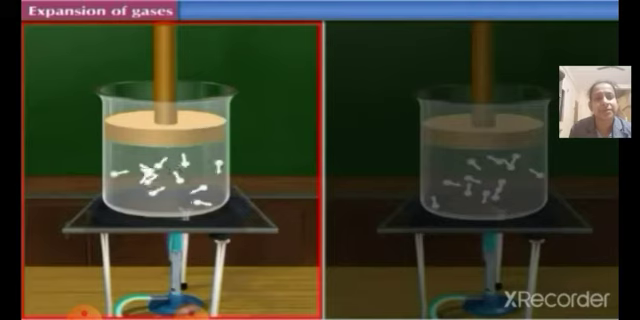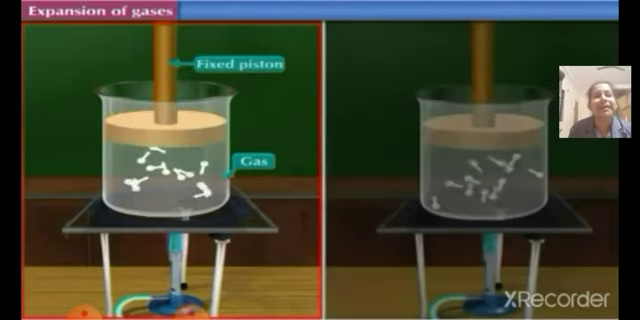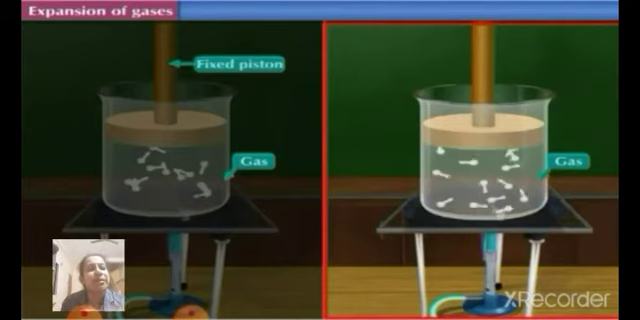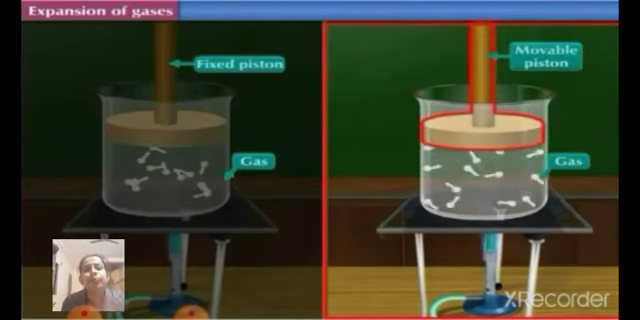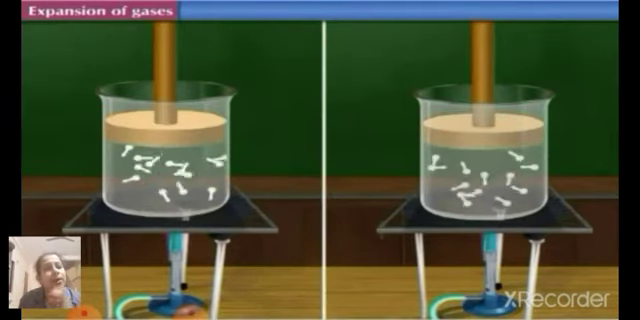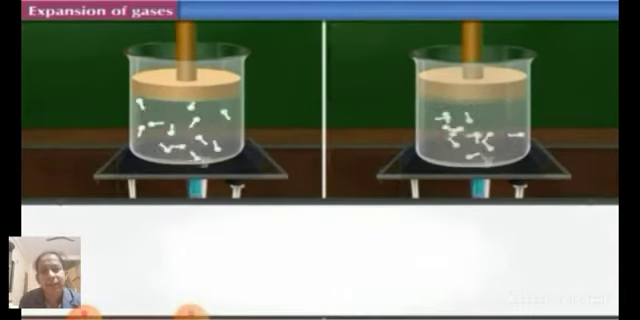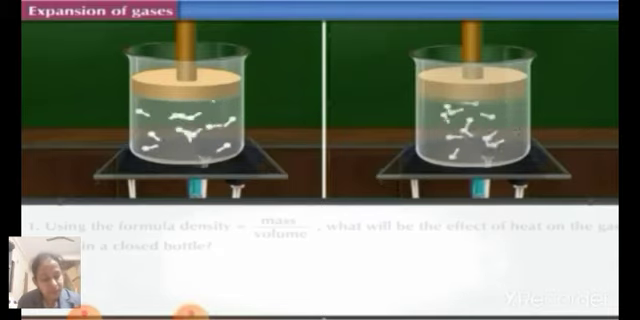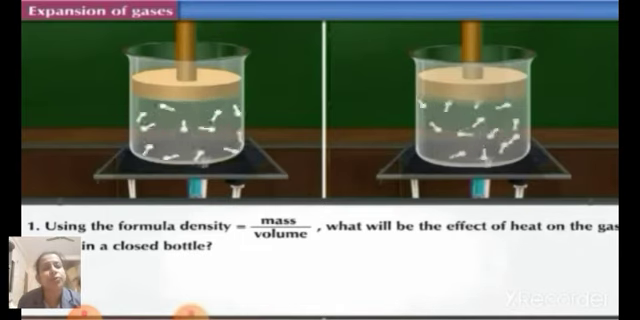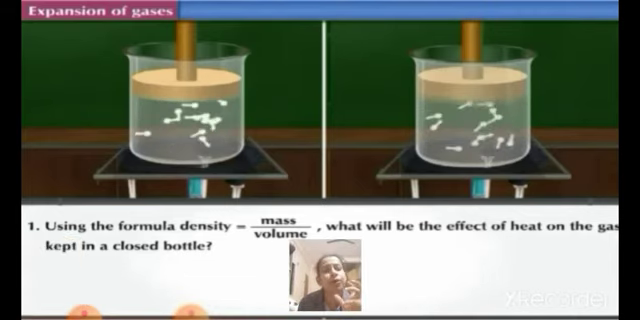Now let's take two examples. Two bottles wherein the gas is confined: one bottle has a fixed piston, whereas the other bottle has a movable piston. That means the piston can move even if the heat is given, and we heat both these bottles. Then what will happen? Let's try to answer two questions here. The first one is, using the formula density is equal to mass upon volume, what will be the effect of the heat on the gas kept in the closed bottle?